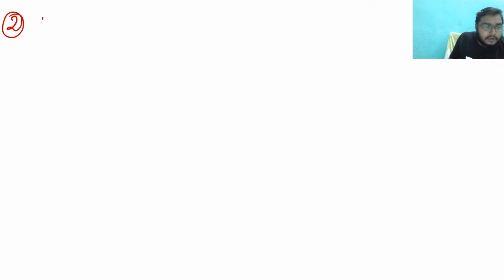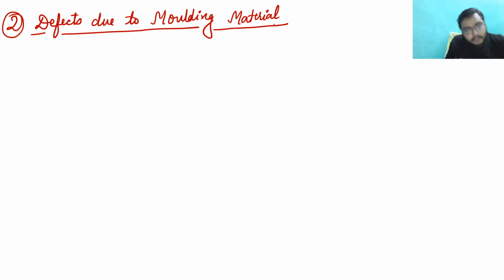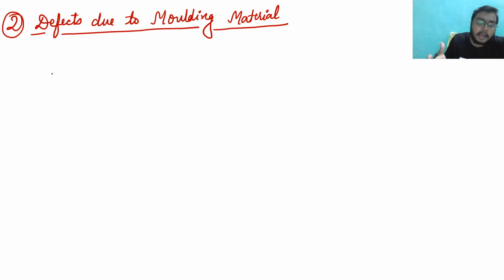Next part is defects due to molding material. Defects due to molding materials. Okay, now see, what is the defects due to molding materials? See what happens. Suppose that there is a cope and drag. You know that there is a cope and there is a drag.